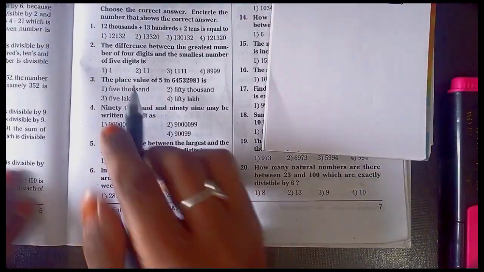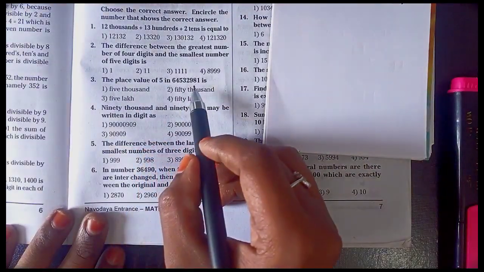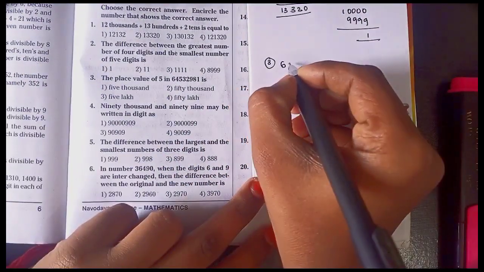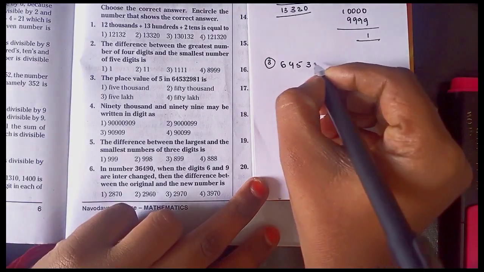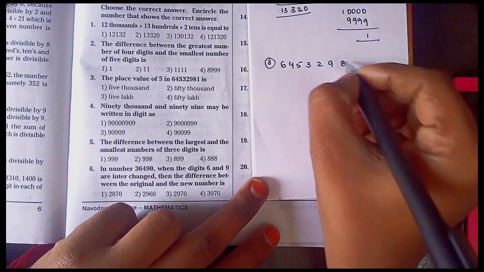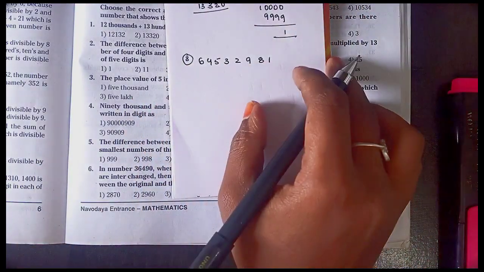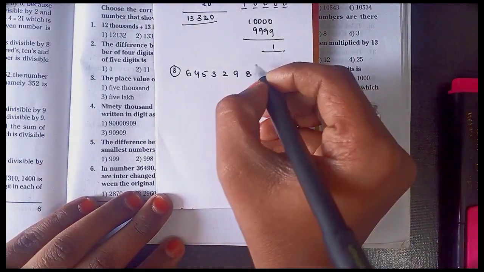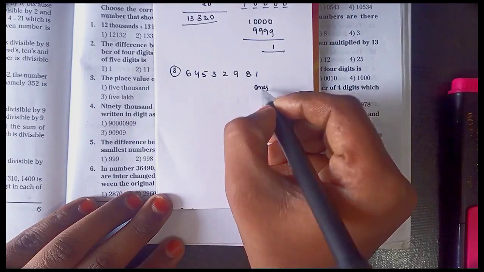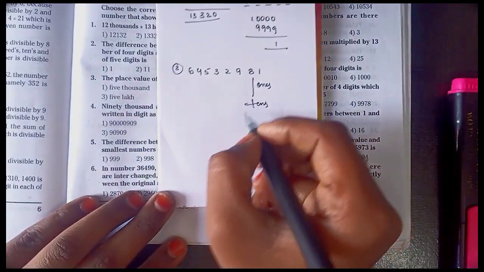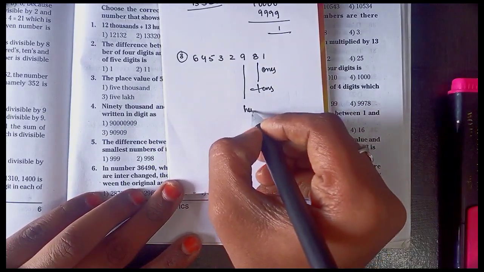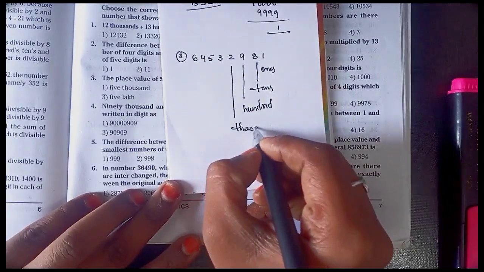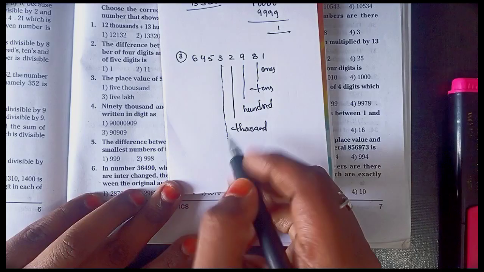Question number 3: the place value of 5 in this number, 6 4 5 3 2 9 8 1. We have this large number, and we have to figure out how to give the place values. First, this is ones place, this is tens place, this is hundreds place, this is thousands, and this is 10,000.